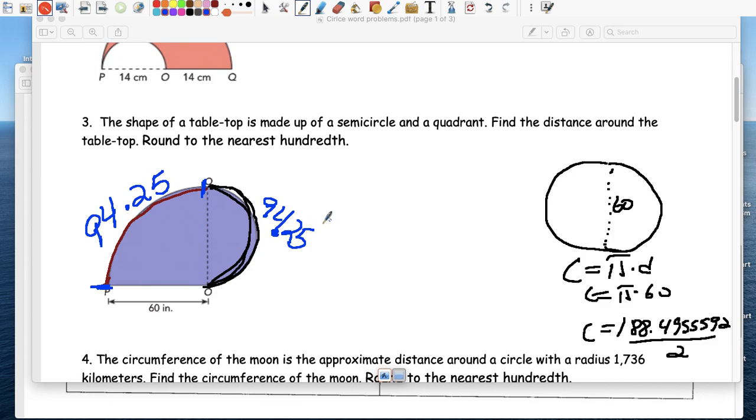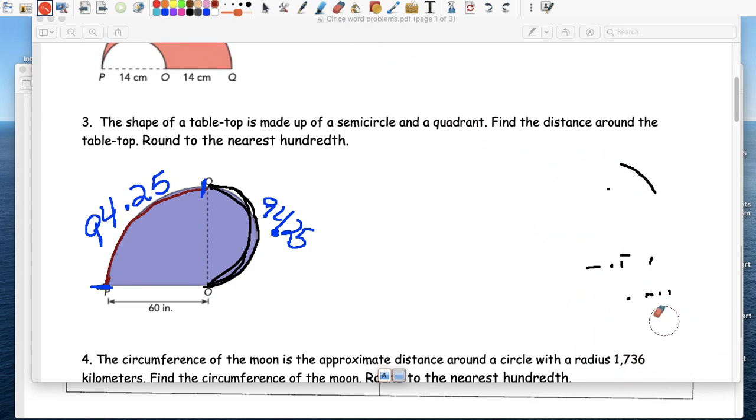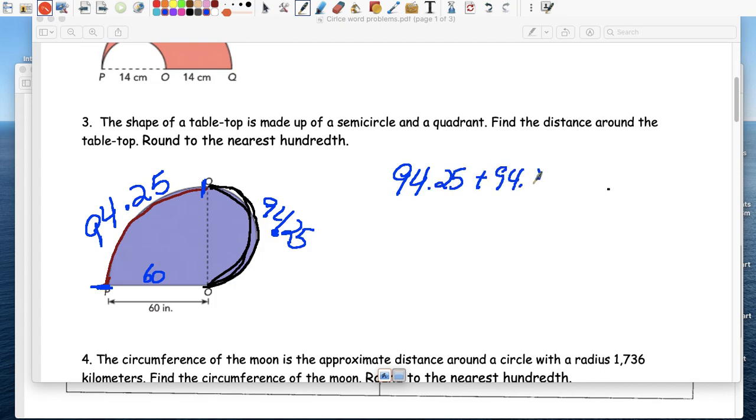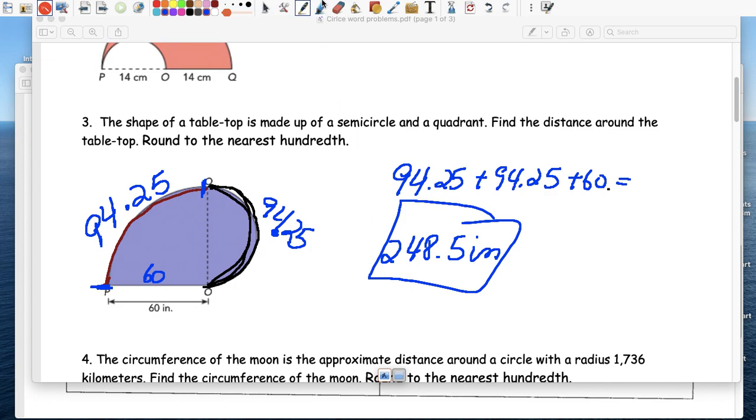Interesting. Look at your numbers. Right, 94.25. And then finally, well, this one we don't have to do any calculations. This is 60, right here. So total answer, 94.25 plus 94.25 plus 60. And that's our final answer. 94.25 times 2, enter, plus 60. And I get 248.50 inches. And that would be the distance around that particular shape.